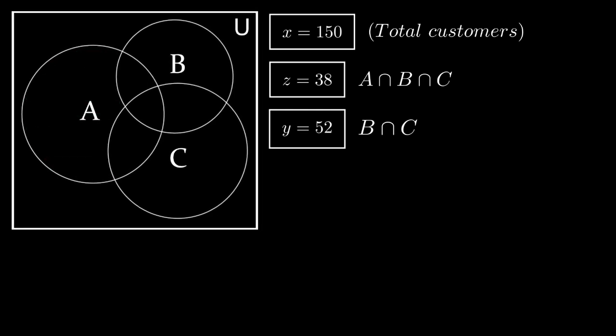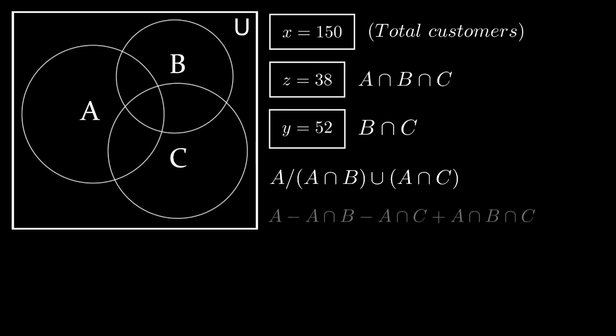And how do we express this mathematically? It's A but not the union of A intersection B and A intersection C. And this is A minus A intersection B minus A intersection C plus A intersection B intersection C. We add the A intersection B intersection C in there once because when we subtracted A intersection B and A intersection C, we subtracted A intersection B intersection C twice. So we have to add it once.